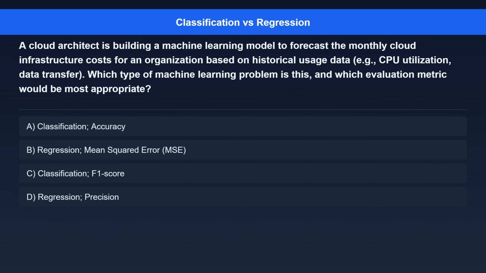Question 5. A cloud architect is building a machine learning model to forecast the monthly cloud infrastructure costs for an organization based on historical usage data, e.g. CPU utilization, data transfer. Which type of machine learning problem is this, and which evaluation metric would be most appropriate? Option A, classification, accuracy. Option B, regression, mean squared error, MSE. Option C, classification, F1 score. Option D, regression, precision.